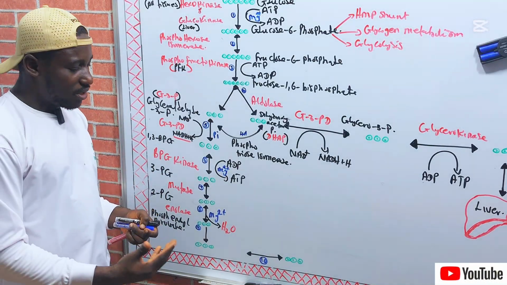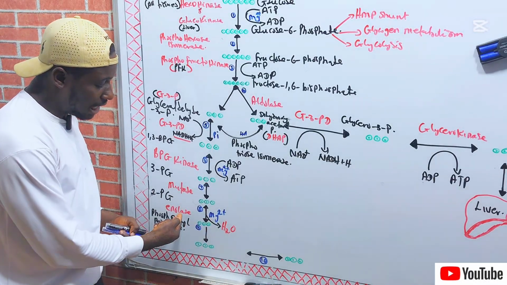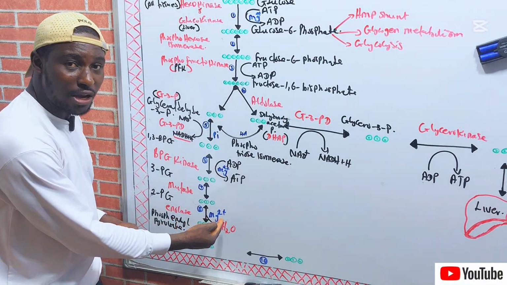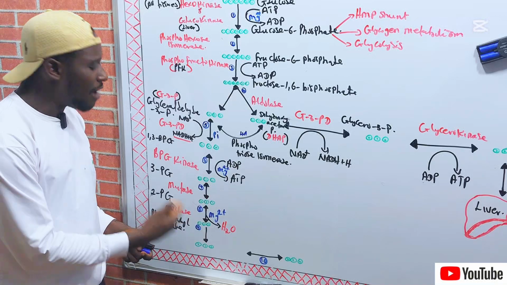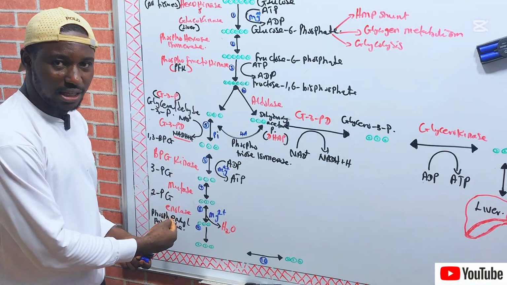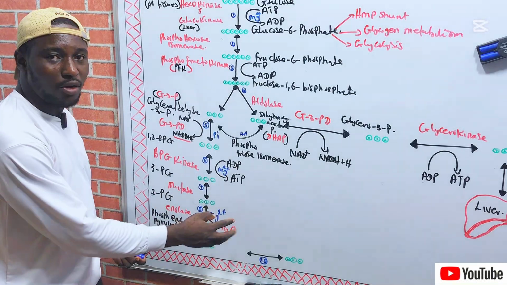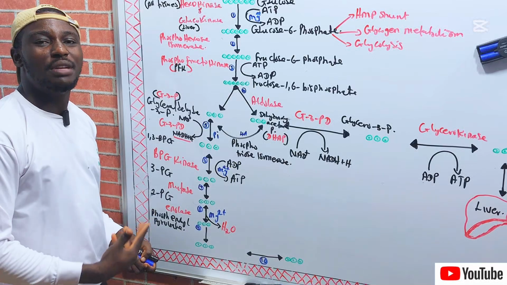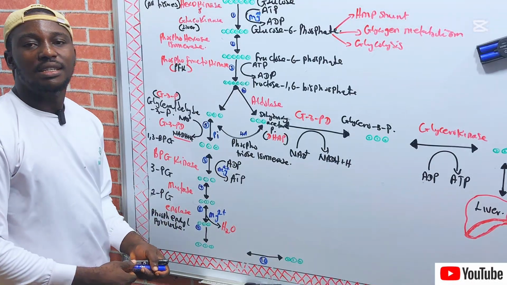That fluoride will back off magnesium ion from binding with enolase because this magnesium ion is a cofactor to what? To enolase, right? So once it backs it off, it will irreversibly inhibit the enolase enzyme.